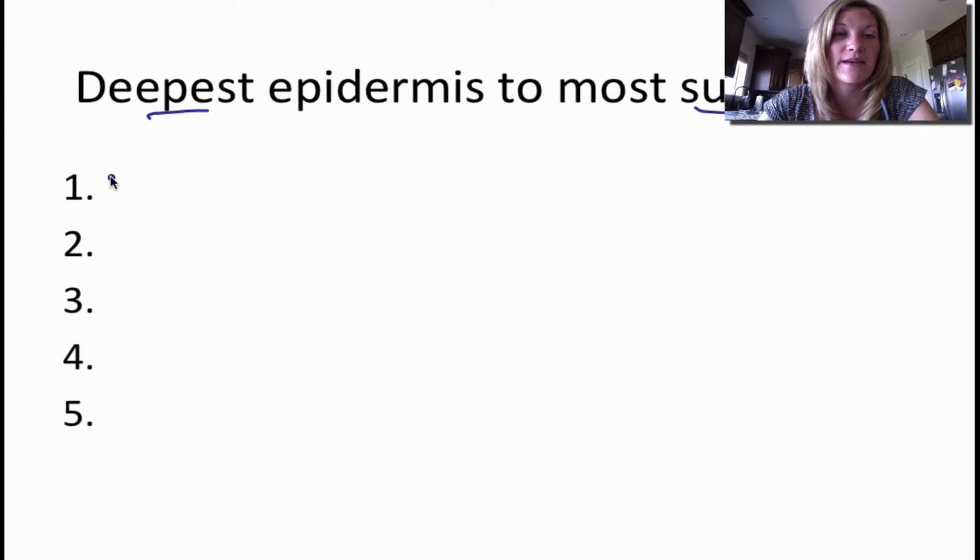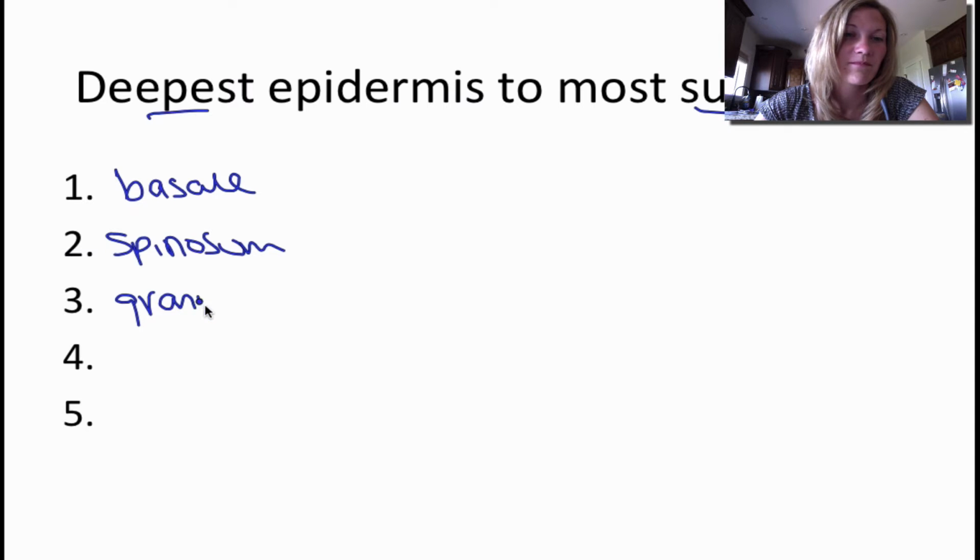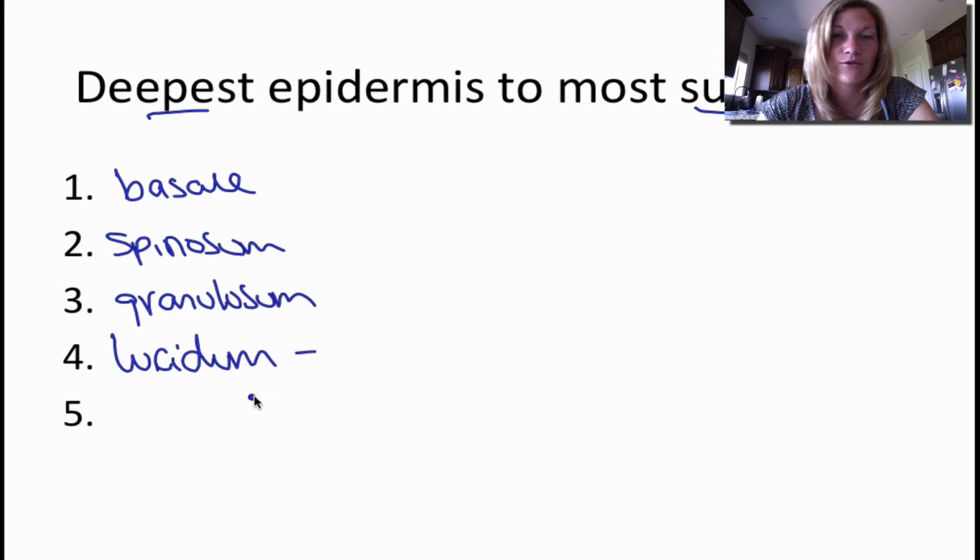Okay, so the deepest you should have basal. Okay, after that you should have spinosum, then granulosum, then lucidum. And remember, lucidum isn't always going to be present. If there's hair in that area, then stratum lucidum won't be there. And then the last one is the stratum corneum.